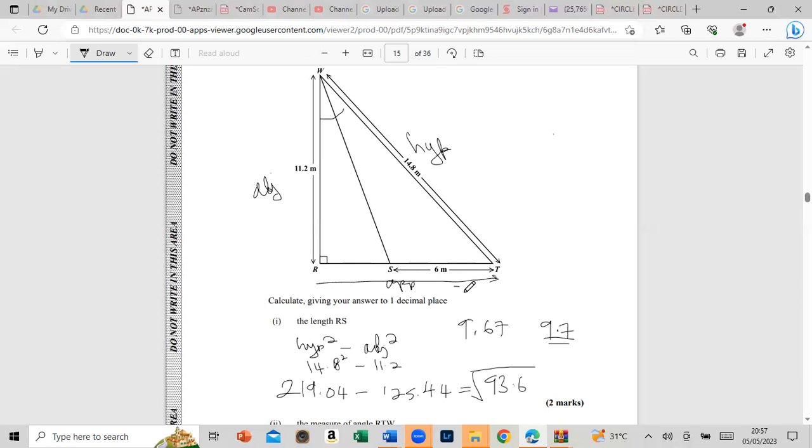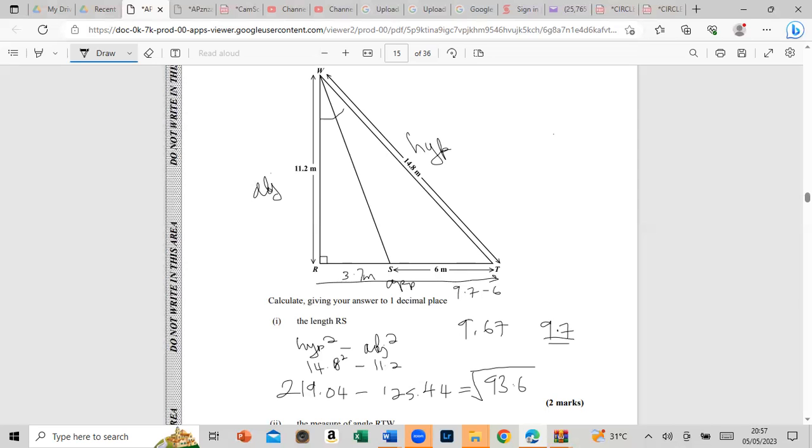So what we're gonna be doing is to subtract 6 from that. That will give us 3.7, and that would be our answer for this. All of it is 9.7, but this point is already 6, so that's fine.